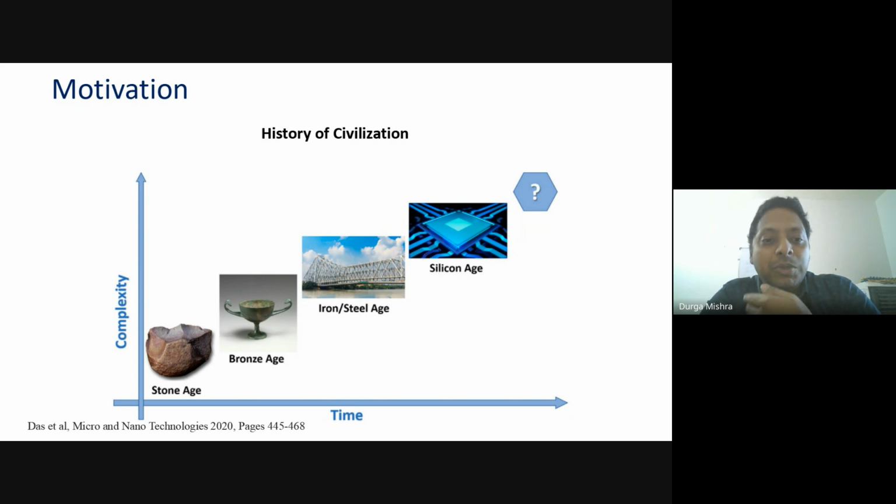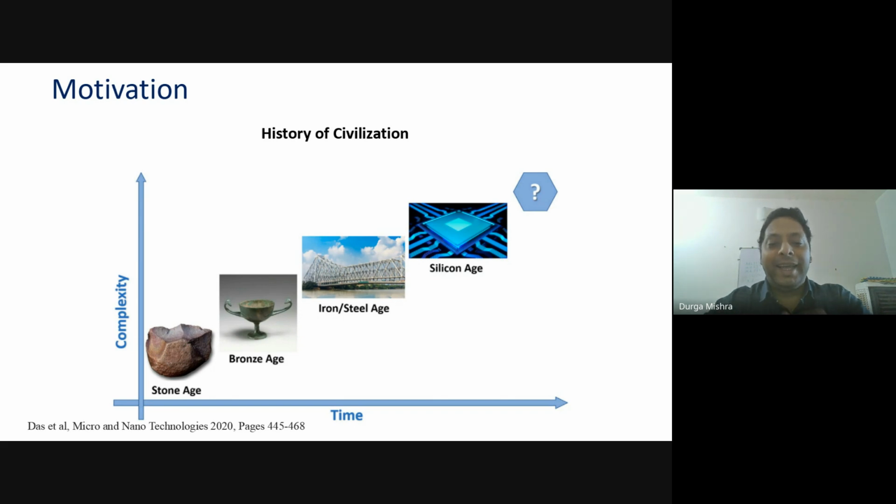Then with time we progressed and we could use different tools to make some form of metal. The next age is called the Bronze Age, where we could make some form of alloy, for example, by mixing two different metals. Again, the level of complexity increased, and it also led to a certain advancement in our civilization, the way we used to live.